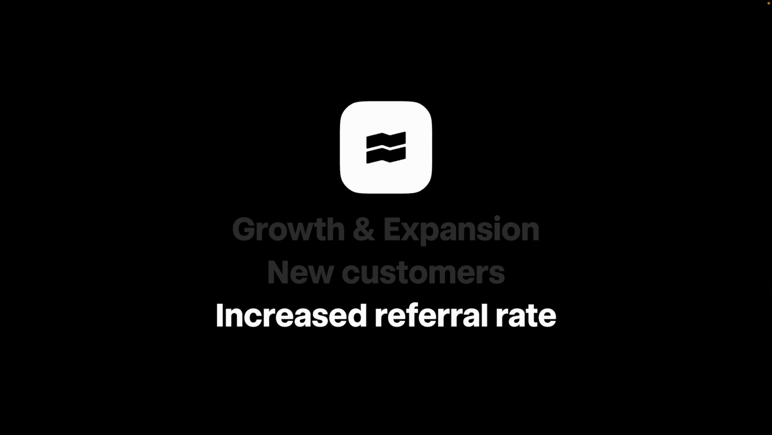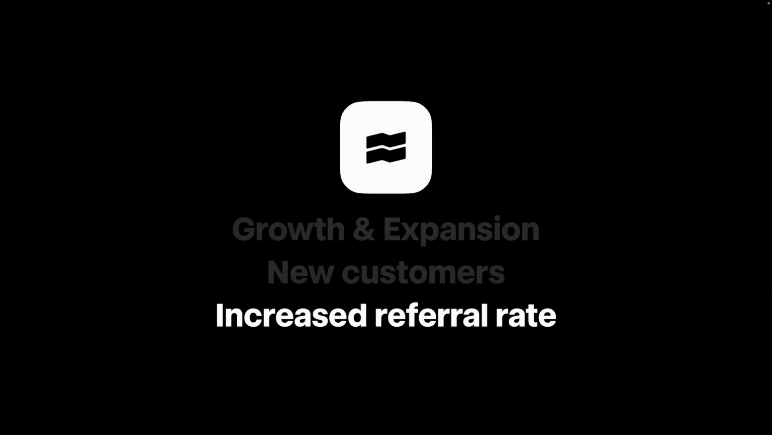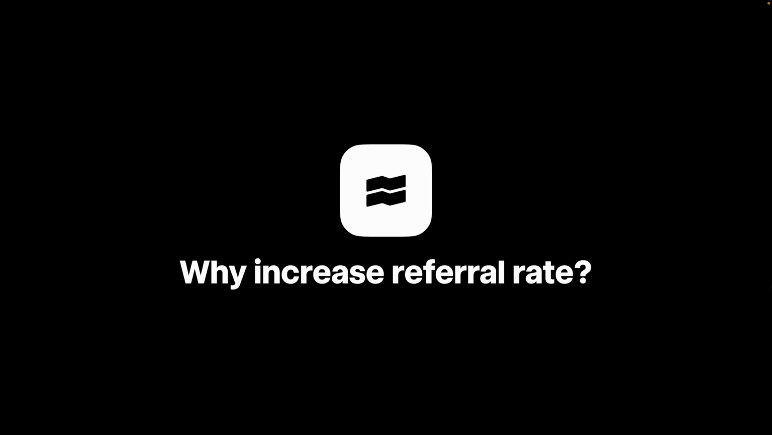Now, I want to make something very clear that this is all just an example, right? I'm not telling you this is how we make decisions at Trade Republic, but I'm giving you just an example. So here we have the company goal. We've got the primary KPI, and then we've got a secondary KPI. Now, the question is, why does this company want to increase the referral rate?